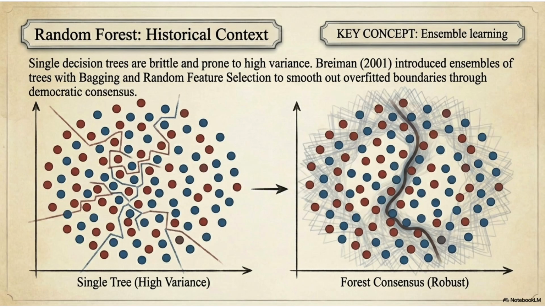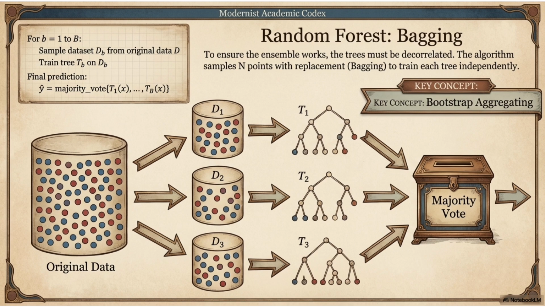Random forest. Single trees are fragile. In 2001, Breiman introduced random forest. Multiple trees work together, smoothing out mistakes and making a stronger, more reliable model. To make trees unique, we use bagging, sampling the data differently for each tree. Each sees a slightly different world, adding diversity.